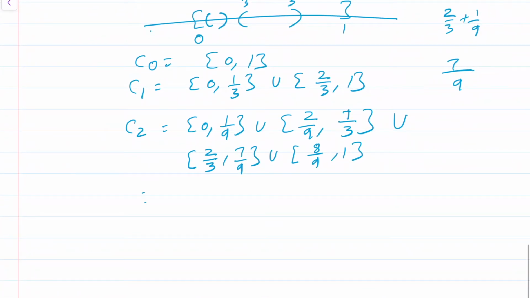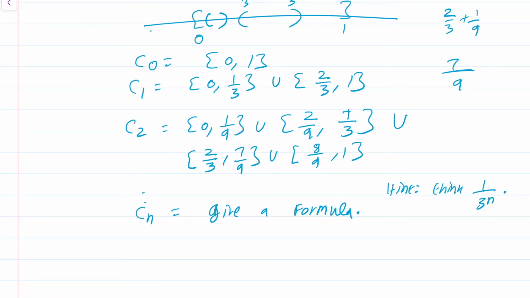So I hope the procedure is clear. You successively define C1, C2, C3, and so on. And in Cn, what you do is you look at each piece of the preceding union and remove the middle 1/3 out of it. Now I'm going to leave an exercise. Give a formula for this. Hint: think 1/3 to the power n. That's the vague hint I'm giving you. Give a formula for how Cn is going to look.